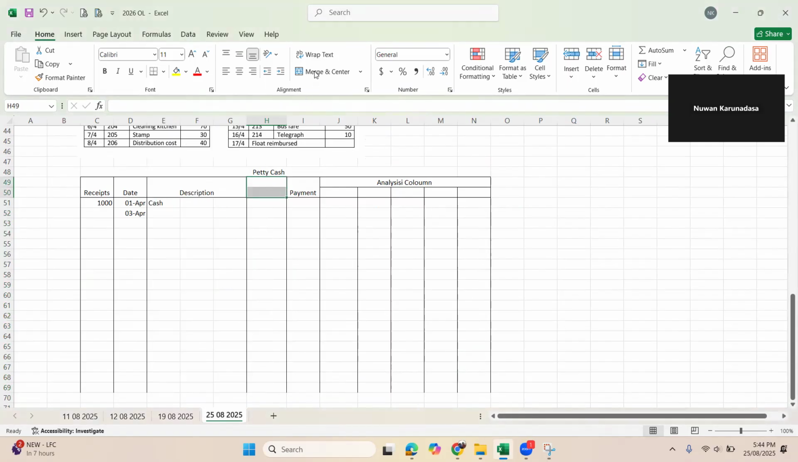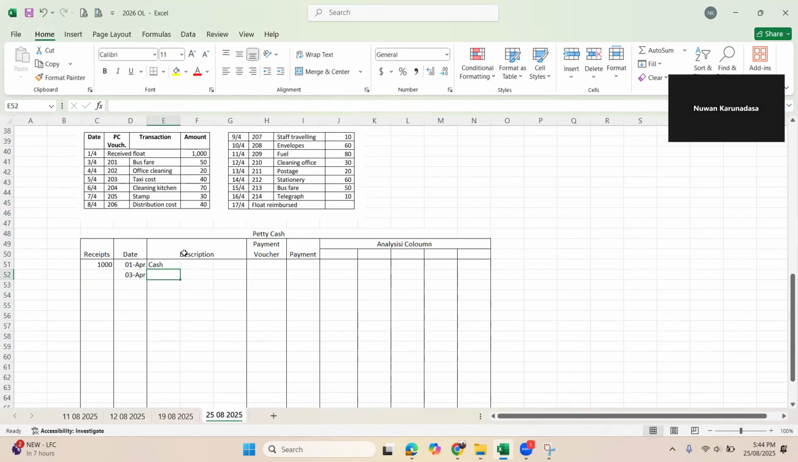Here I will use a payment voucher number column. Right. So the first payment is 3rd of April, voucher number 201, and the payment has been for bus fare. How much is it? The payment is 50 rupees. So here the payment you have to classify. I'm using a heading for classification, that is traveling. Under traveling, I'm putting the value here, 50 rupees.